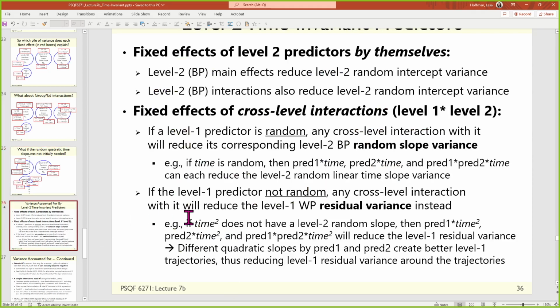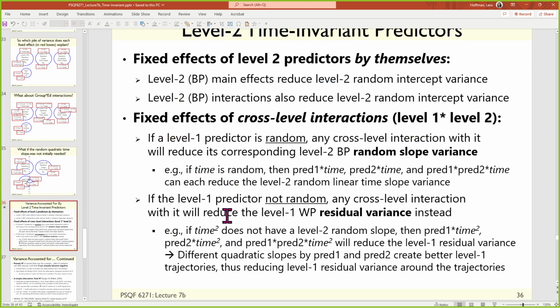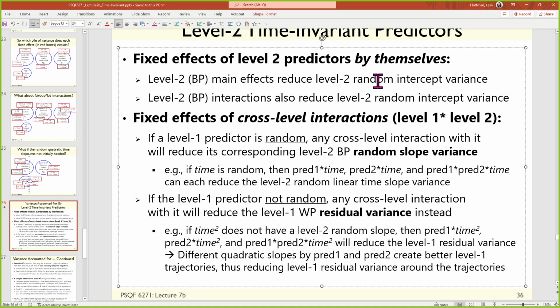So, summarizing in words rather than moving pictures around, fixed effects, meaning slopes, of level 2 predictors by themselves. So not as part of cross-level interactions, but just as main effects or level 2 interactions, they reduce intercept variance. That's where they would go in a multi-level equation.